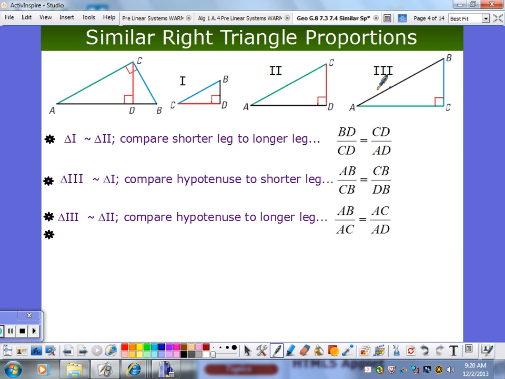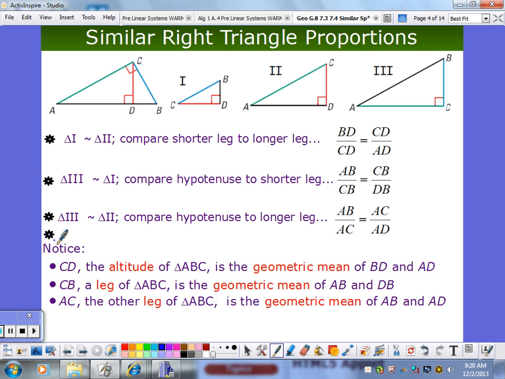And then 3 and 2, what do I have here? I have AB to AC, so looking at the hypotenuse, compared to this side here, AC to AD. How do we feel about these proportions? Do they make sense to us? You see them? Okay, good. So now what can we do with them? It says CD, the altitude of triangle ABC, this guy right here.